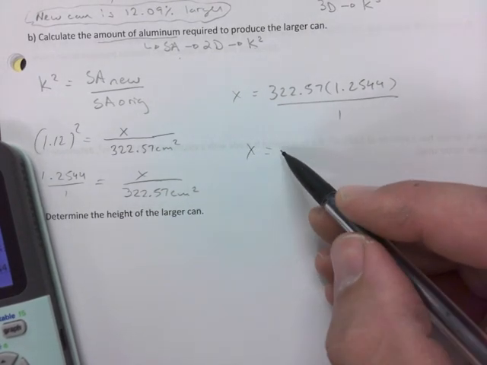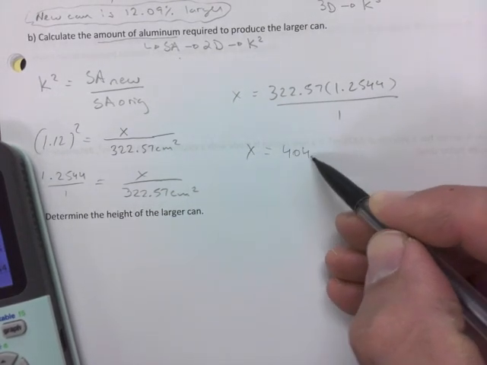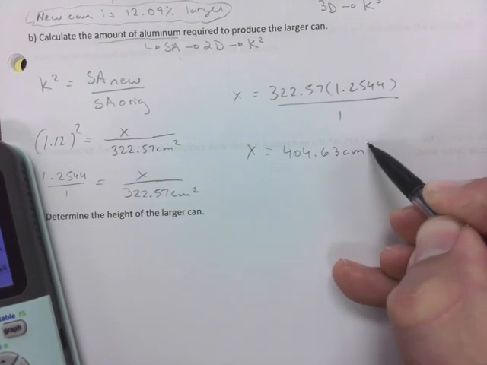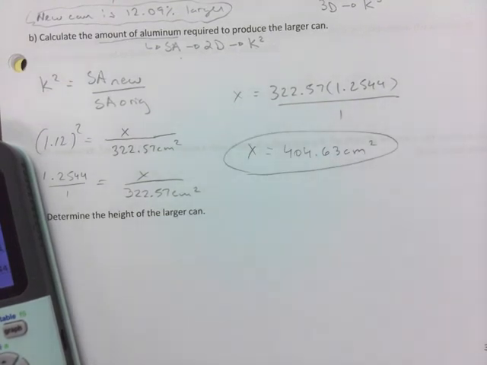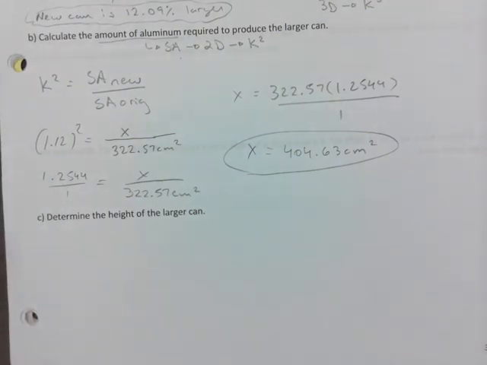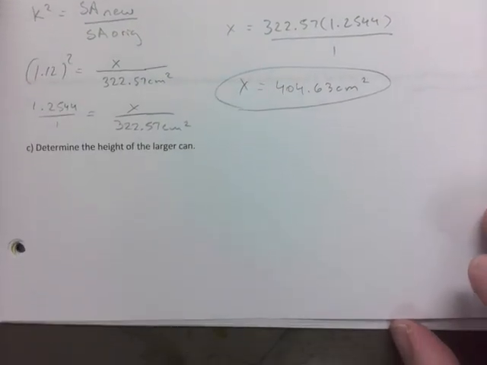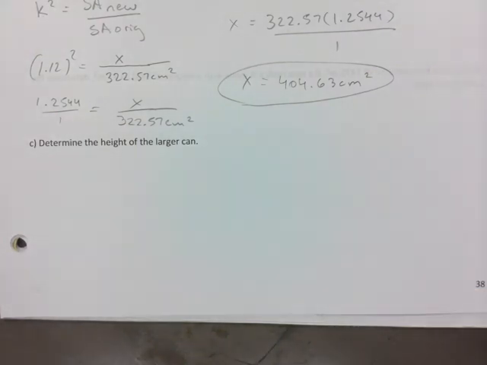And that gives you 404.63 centimeters squared, which makes sense. It should be larger, right? It should be more aluminum required to make that new can. All right. How are we doing so far? I hope you're doing all right. One more. I think I'm going to have to close it here.